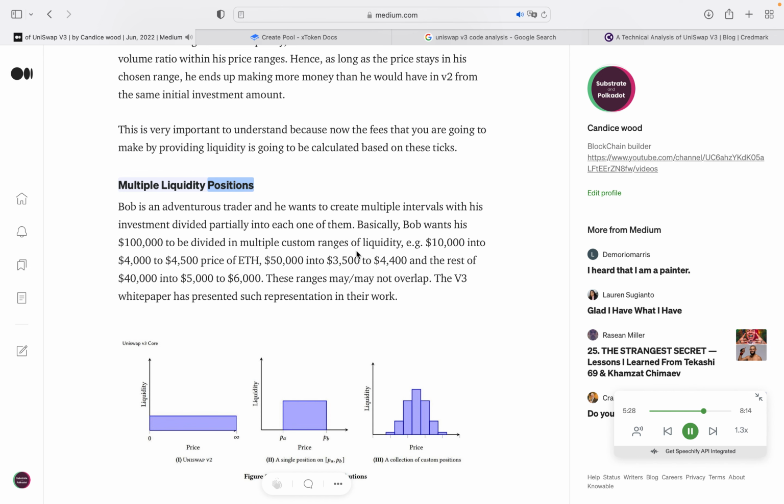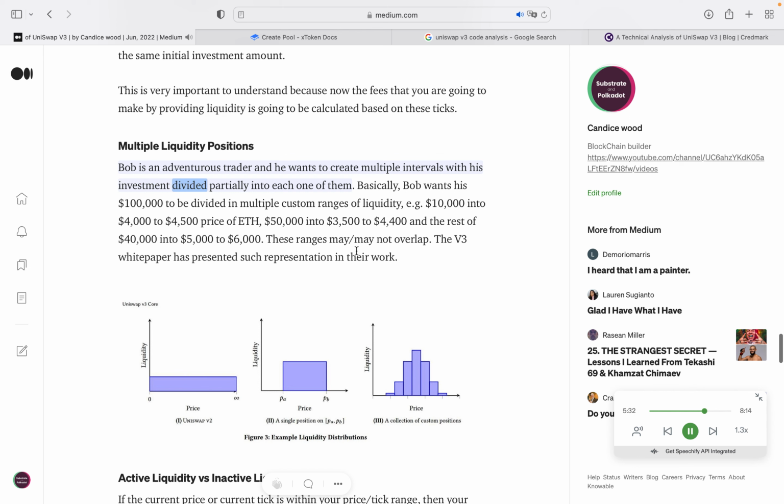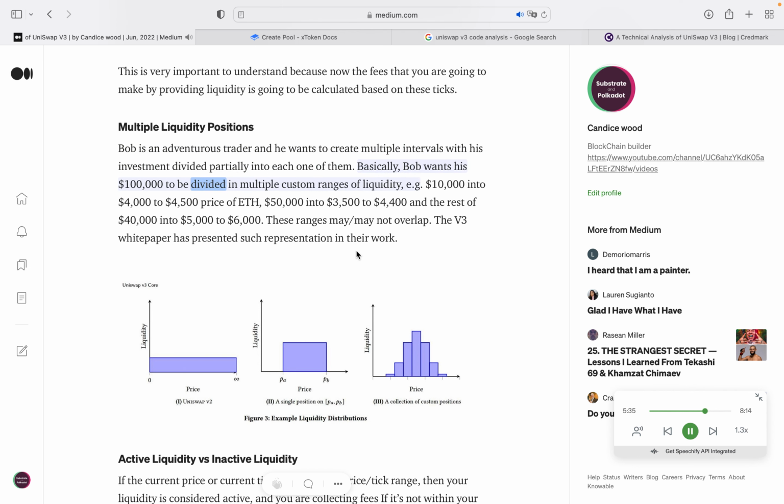Multiple liquidity positions. Bob is an adventurous trader and he wants to create multiple intervals with his investment divided partially into each one of them. Basically, Bob wants his $100,000 to be divided in multiple custom ranges of liquidity, e.g.